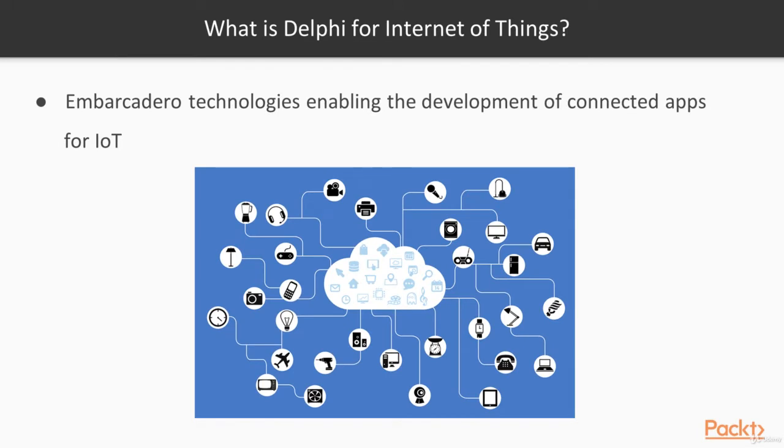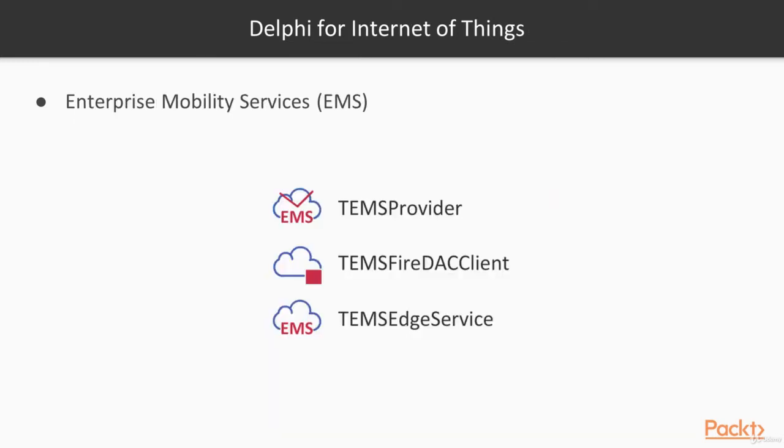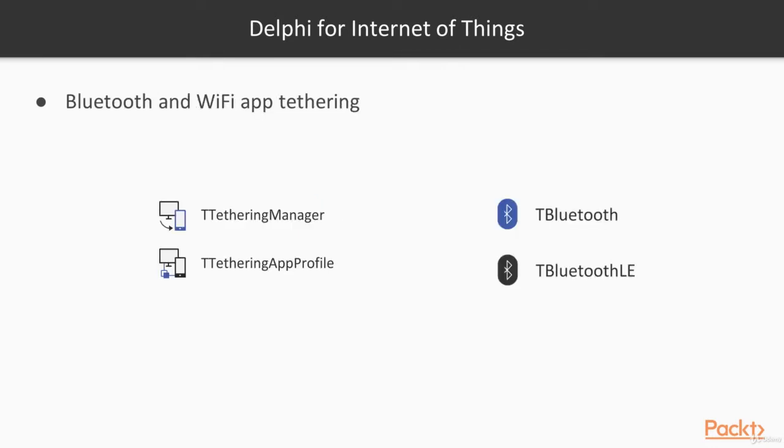Delphi for Internet of Things. Embarcadero technology is enabling the development of connected apps for the Internet of Things. Embarcadero's strategy for the Internet of Things is to focus on four key areas of interconnection: mobile and desktop, devices and gadgets, cloud services, and data. Embarcadero offers new technologies to address these key areas and enable the development of a new breed of connected apps for the IoT market. These are FireUI, App Tethering, and EMS.